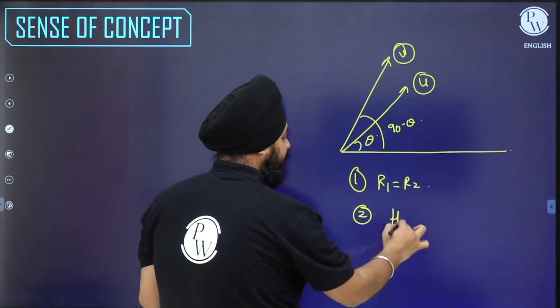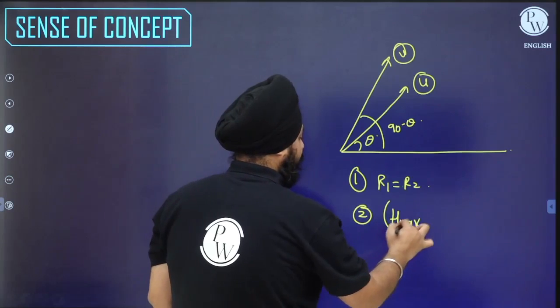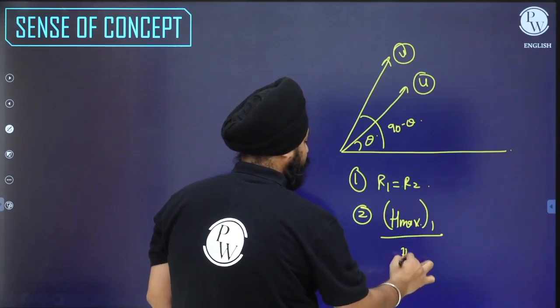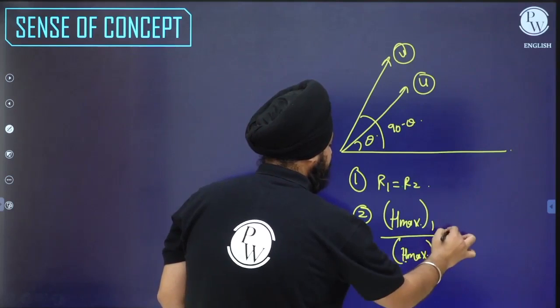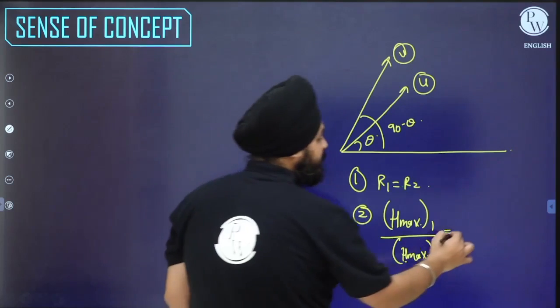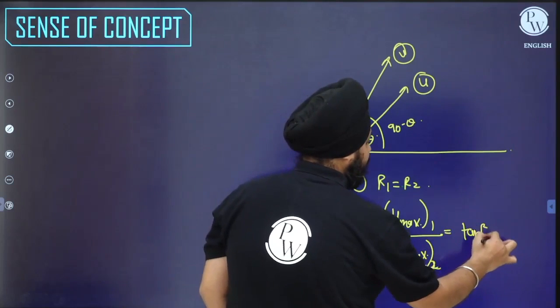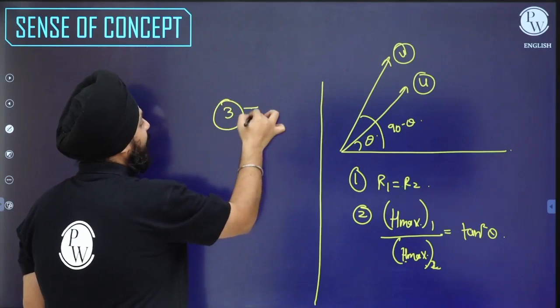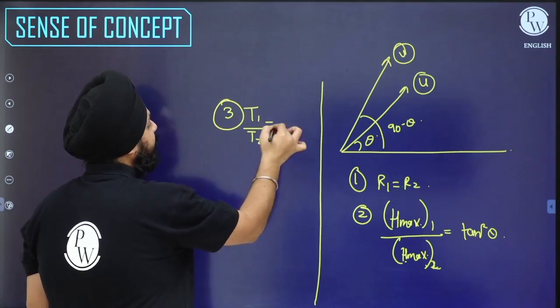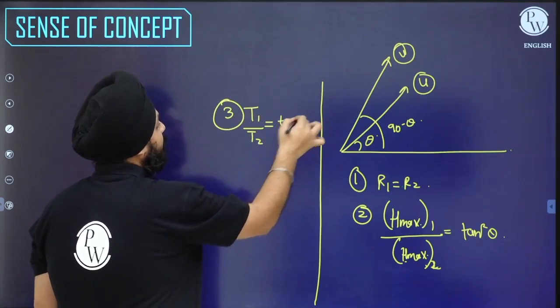Maximum height ratio of the first particle with respect to the second: the ratio of the maximum height attained by the first particle to the second is always equivalent to tan square theta. And the third part, the ratio of time of flight, that is equivalent to tan theta.